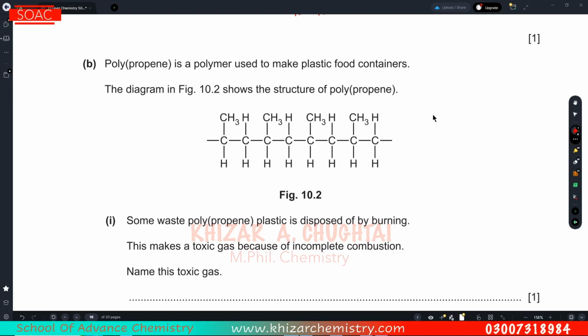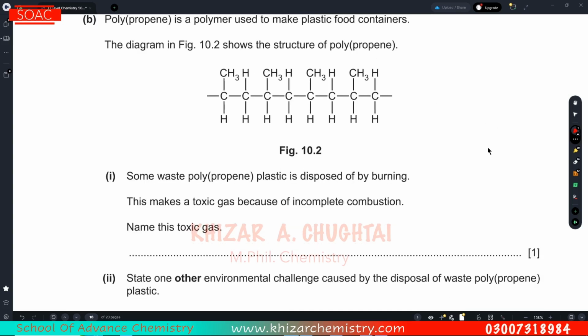Polypropylene is a polymer used to make plastic food containers. Show the structure of polypropylene. Some waste polypropylene plastic is disposed of by burning. This makes a toxic gas because of incomplete combustion. Name the toxic gas. That is carbon monoxide. On burning, it may be produced.